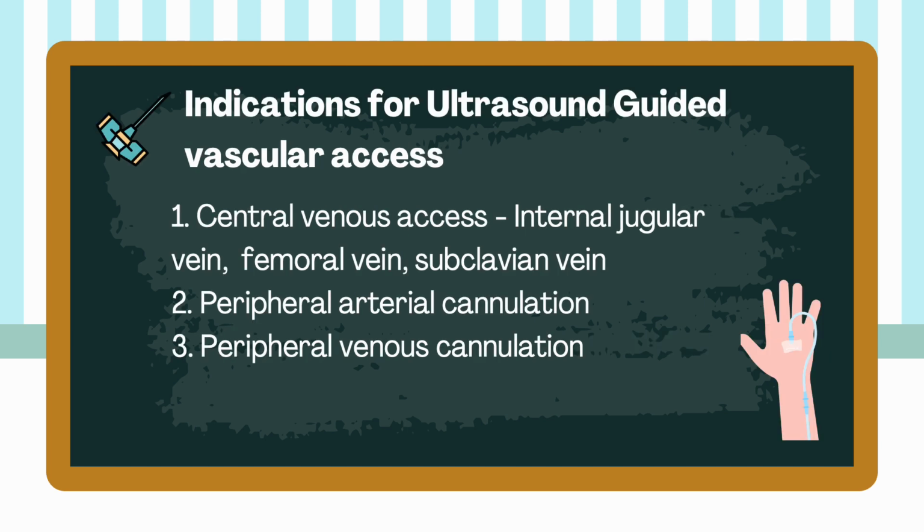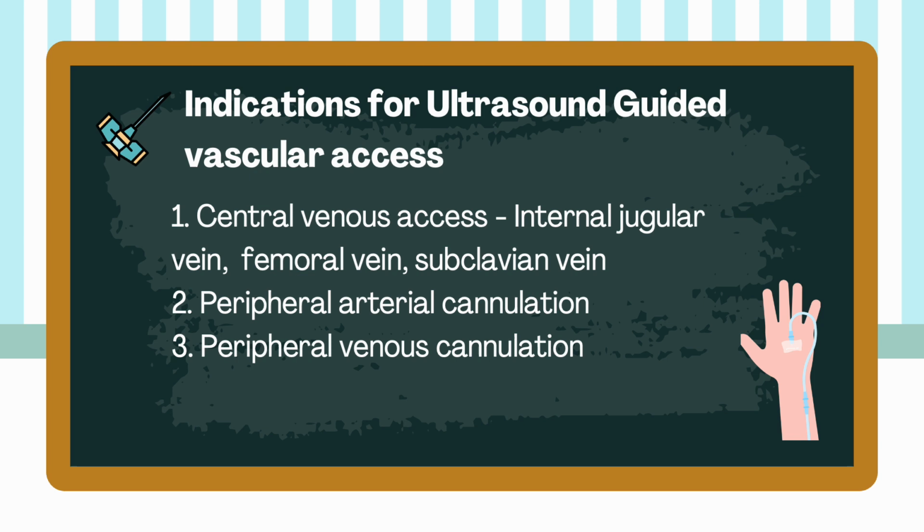Indications for ultrasound-guided vascular access include insertion of central venous access, peripheral arterial cannulation, and peripheral venous cannulation. Ultrasound use is absolutely indicated during placement of internal jugular venous cannulas and subclavian venous cannulas unless a time-critical intervention mandates otherwise, such as cardiac arrest.